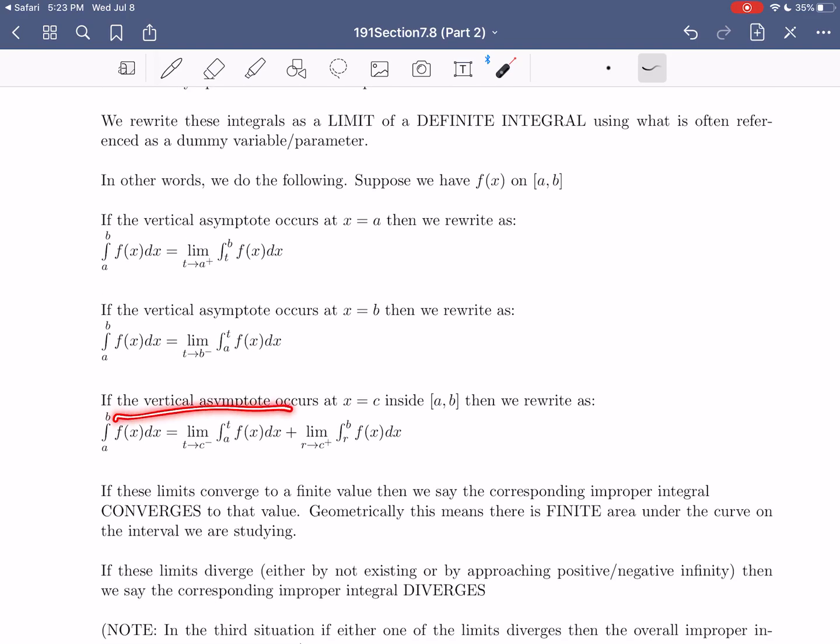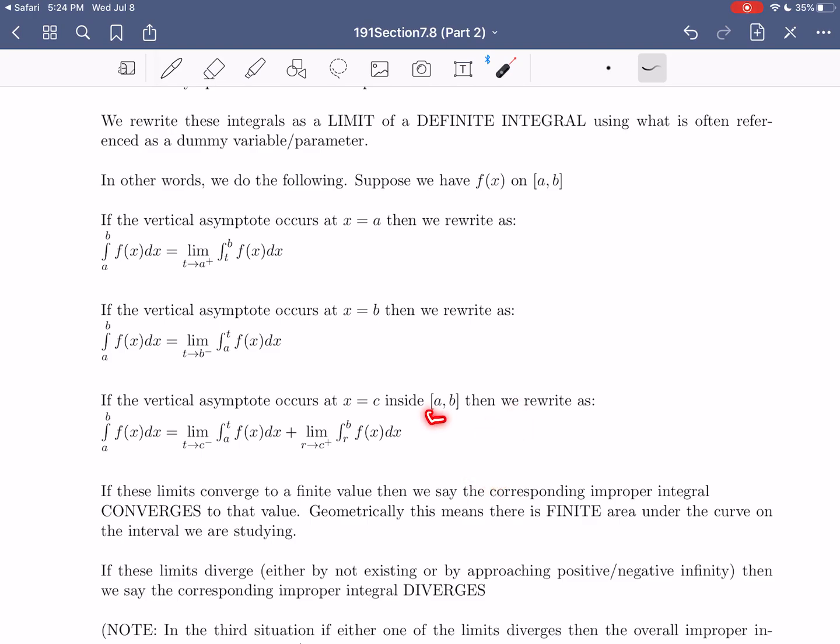If you are unlucky enough that the vertical asymptote occurs at x equals c, which is inside the interval a to b, then what you're going to need to do is split your integral at that moment. So we would say that the integral from a to b is going to be that we're first going to approach the asymptote from the left-hand side. So as t approaches c from the left, a to c, so that's basically taking the place of a to c. And then this guy here takes the place of the integral from c to b.